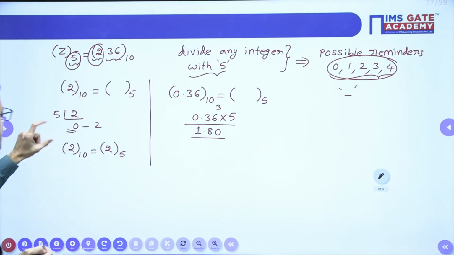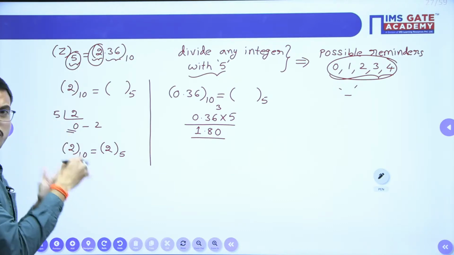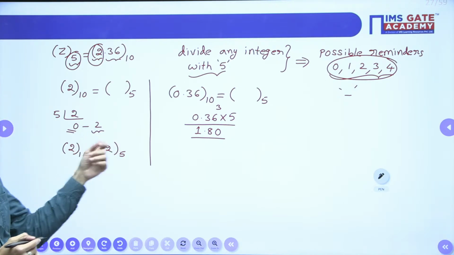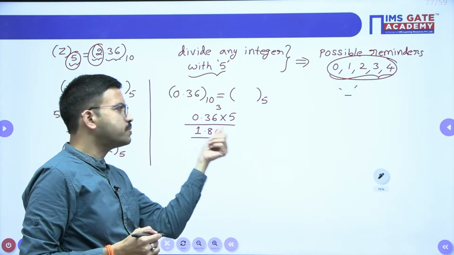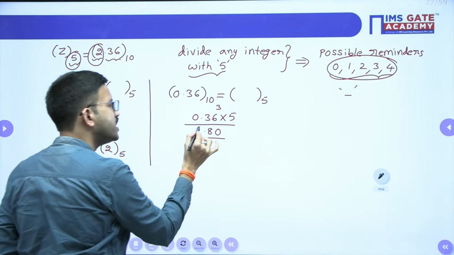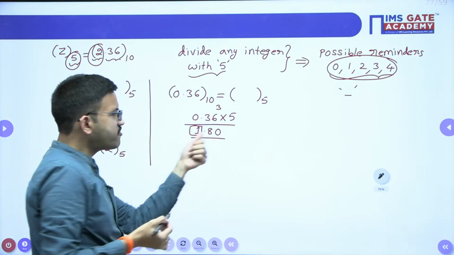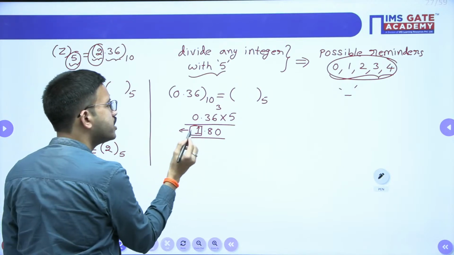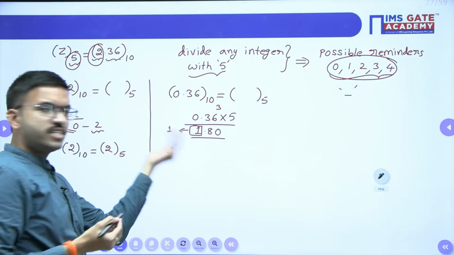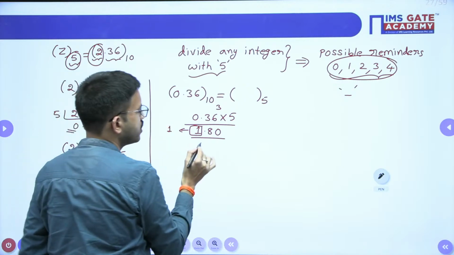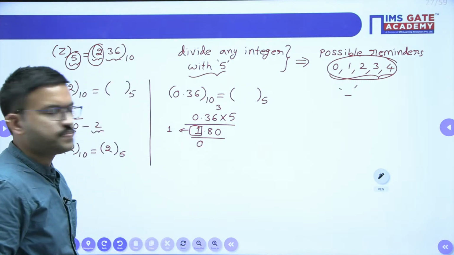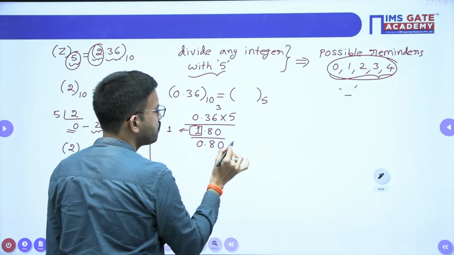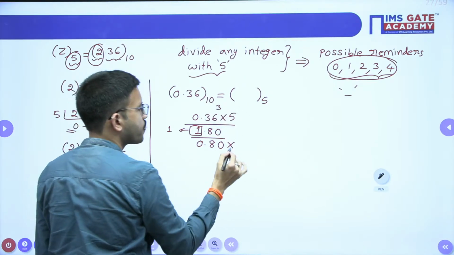See, whenever you are performing repeated division with the corresponding base, whatever remainders we get, we will consider. While performing repeated multiplication, whatever integers you get to the left of the radix point, those integers we have to consider. Here you got integer as 1. Just take that integer 1. The moment you take 1, the digit value will be 0. So now the resultant value you are having is 0.80. So continue this process.